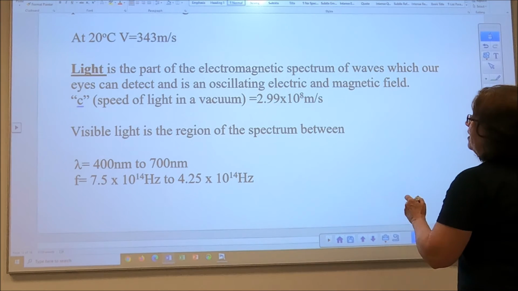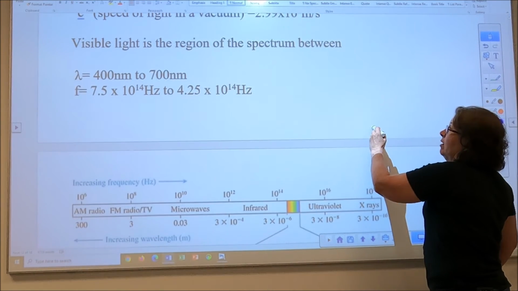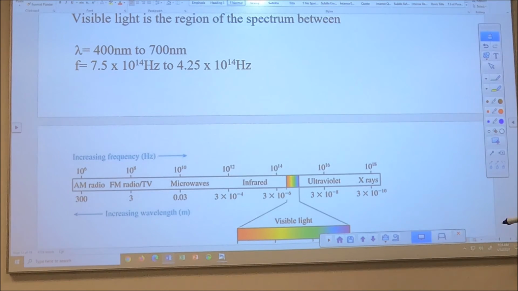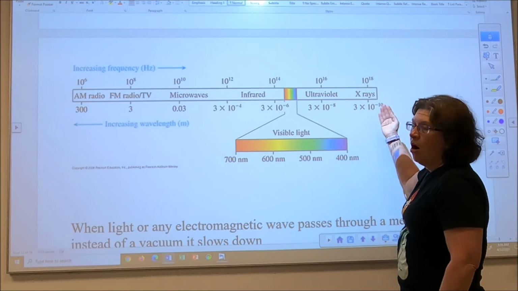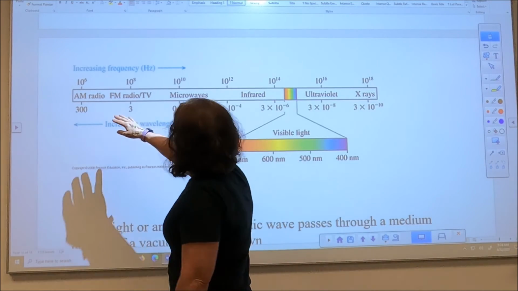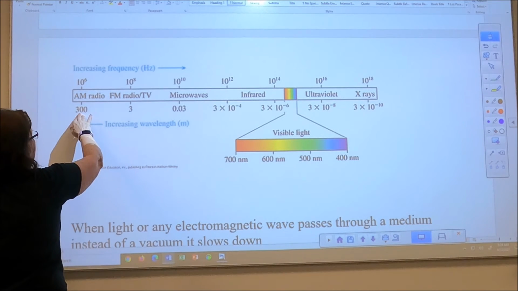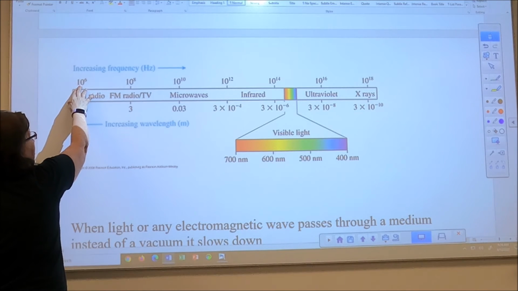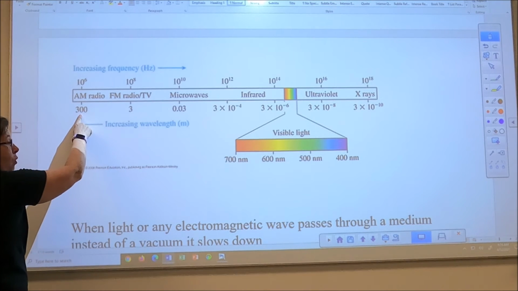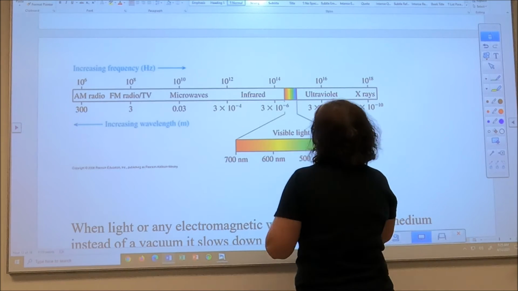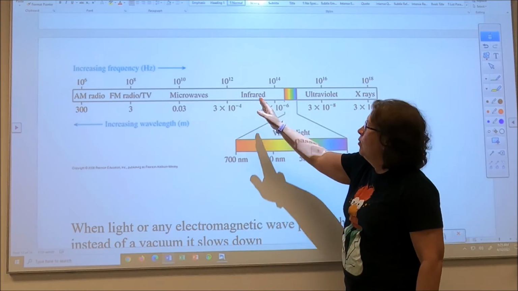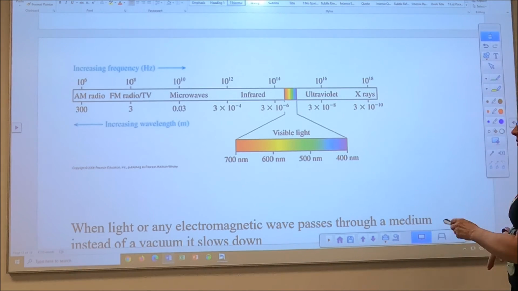Now, visible light is a part of the electromagnetic spectrum that has a wavelength between 400 nanometers and 700 nanometers, and a frequency of 7.5 times 10 to the 14 hertz to 4.25 times 10 to the 14 hertz. Looking at this, the visible spectrum is just a small part of the overall electromagnetic spectrum. Radio waves, AM, is down here at a frequency of 10 to the 6 hertz. So, low frequency, but it's a long wavelength. As we go in this direction, the frequency is increasing and the wavelength is getting shorter. And there's the small part of the visible spectrum. So microwaves, infrared, ultraviolet, X-rays.